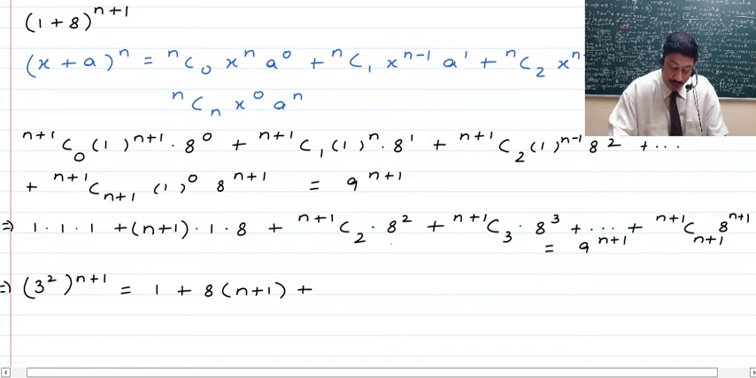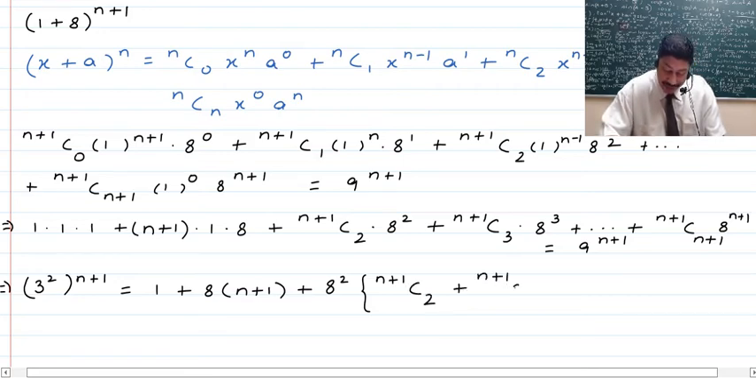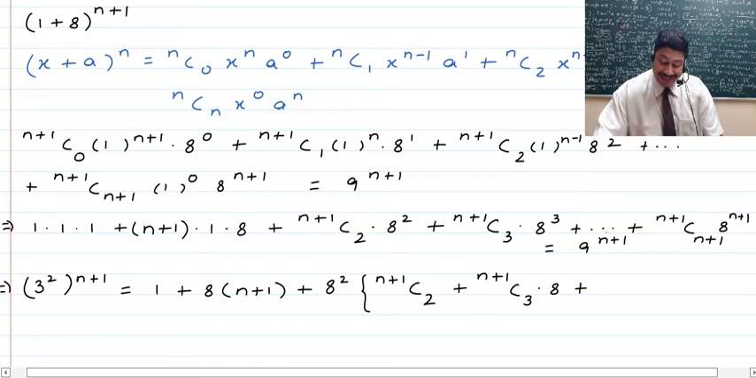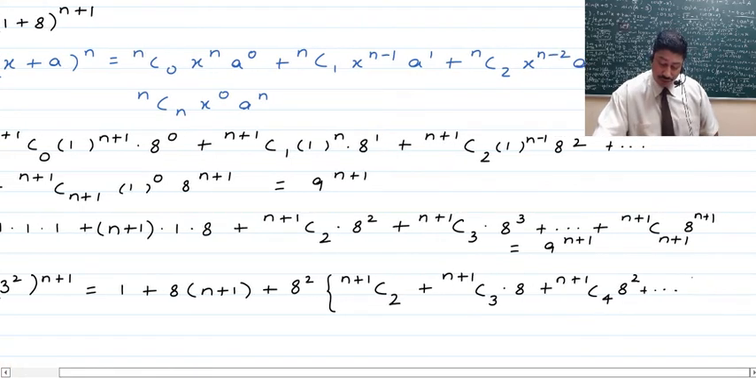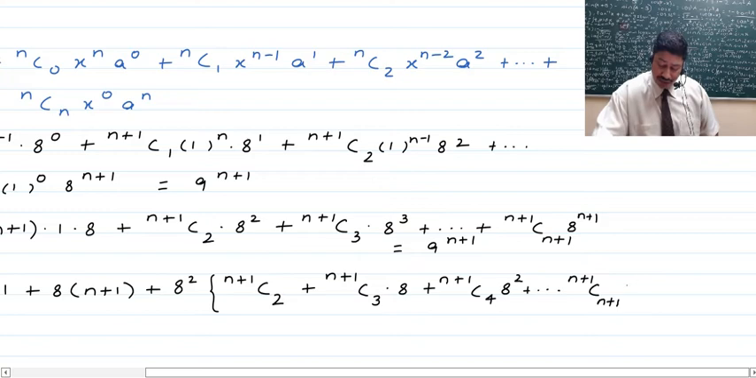we can take 8 squared to be common outside, and inside then we have n plus 1 C2, then we have n plus 1 C3, which is going to be multiplied with 8, and then as 8 squared was also taken common out, we have n plus 1 C4, and obviously this will have 8 raised to the power 2 as 2 powers of 8 have been taken out. And further children, the last term is going to become n plus 1 C n plus 1, and it will have 2 powers of 8 taken out, so it will be 8 raised to the power n minus 1, and that is all that we have.